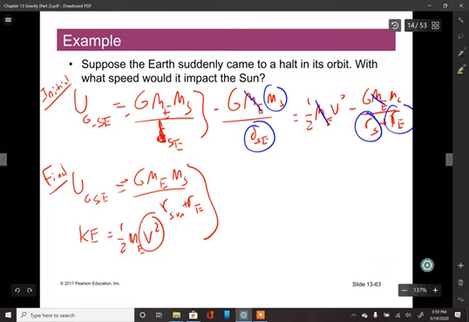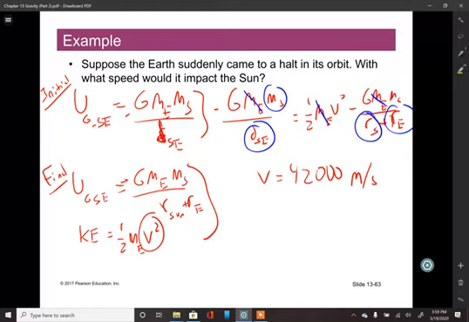So look those up, and then you do some algebra, and if you do it all very carefully, you should find that V is roughly 42,000 meters per second. Quite fast, which makes sense. The sun has very strong gravity.